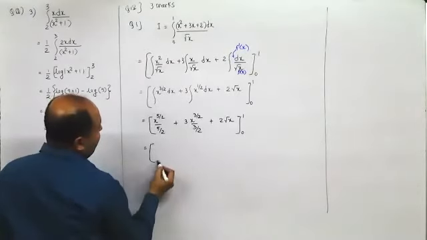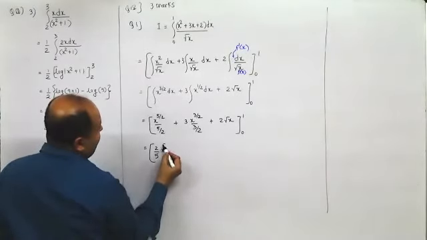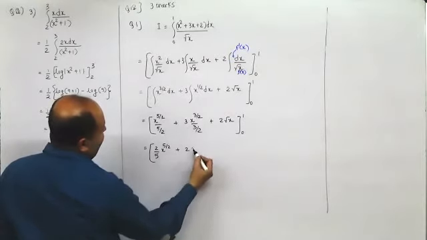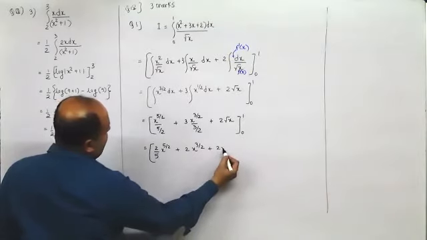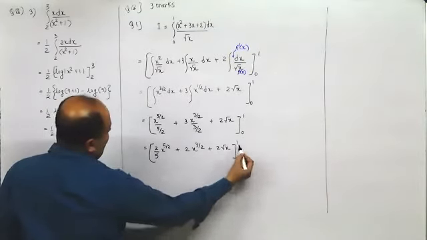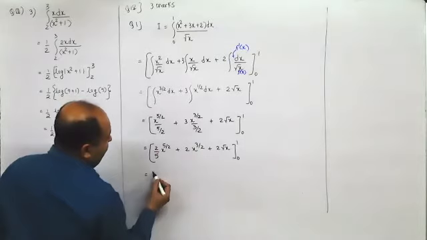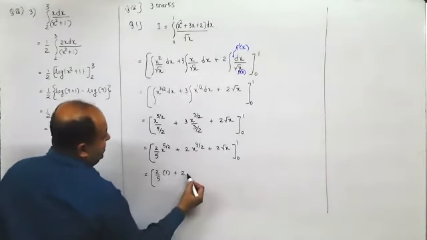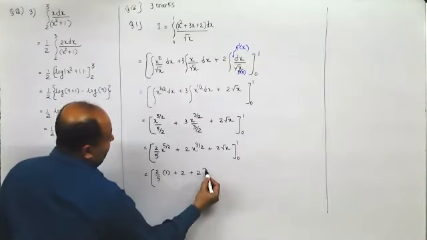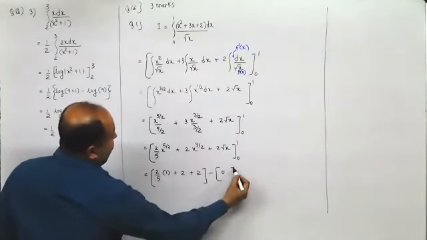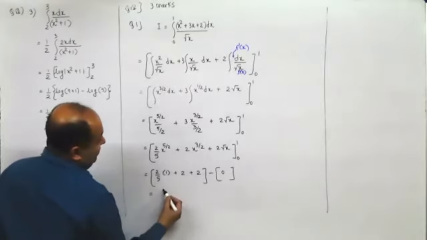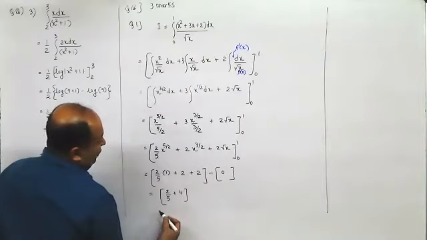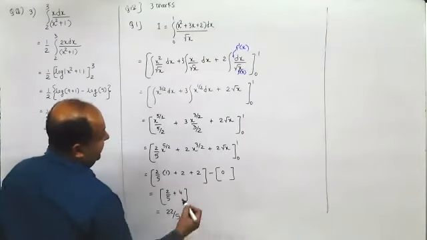It goes up, this becomes 2 upon 5, x raised to 5 by 2, plus 2, 3 and 3 get cancelled, x raised to 3 by 2, plus 2 root x, between 0 and 1. Now when I substitute the upper limit, I'll first get 2 upon 5, 1 raised to 5 by 2, that is 1, plus 2 into 1, plus 2 root 1, minus, this would all be 0. Now this is 2 by 5 plus 4, so that would be 5 into 4, 22 by 5.